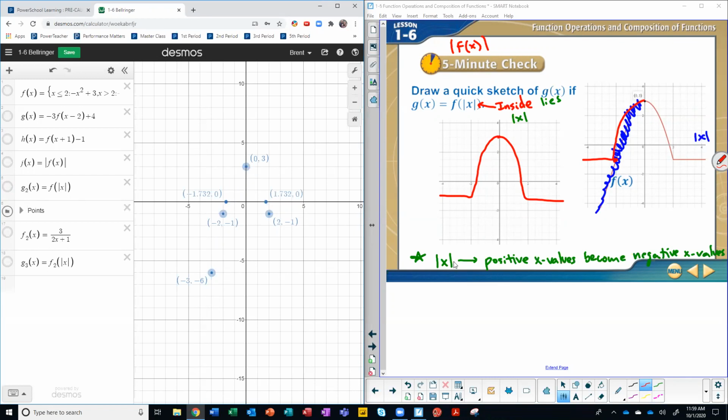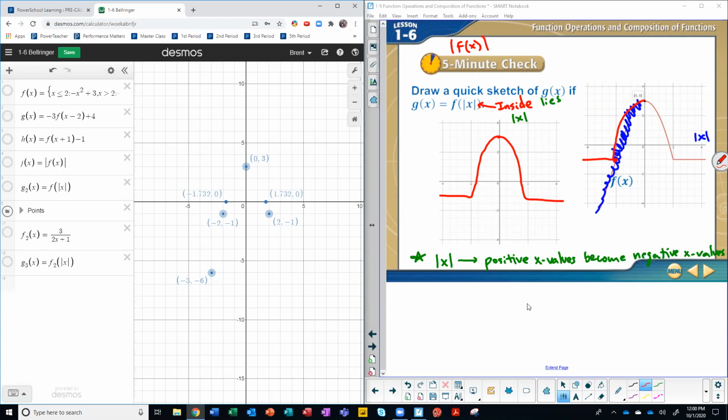Now, why did the absolute value here take positives and make them negative? Why did it do that? Okay, I hear because of the absolute value. But does absolute value normally take positives and make them negative? No. So why did that happen? Why did it do something that's not normal? Why did it take positives and make them negative when normally negatives become positives?